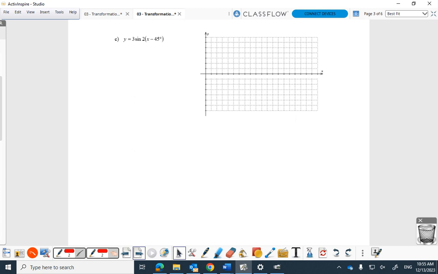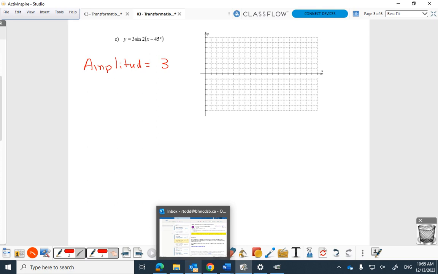Method 2 people, you'll go, okay, amplitude equals 3. And then you'll have to think this much. What's the period of sine and cosine normally? How long does it take to repeat sine and cosine? And I'll give you a hint here. This will be your visual hint come test time when you're trying to remember the period of sine and cosine.